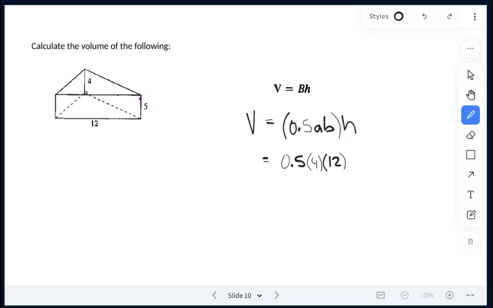And then the height of our prism here is 5. All right, and we just have to put that into our calculator. It's all multiplication. 0.5 times 4 times 12 times 5, and that gives me 120. There's no units given here, so anytime there's no units, but we are calculating volume, you would just write down units cubed.